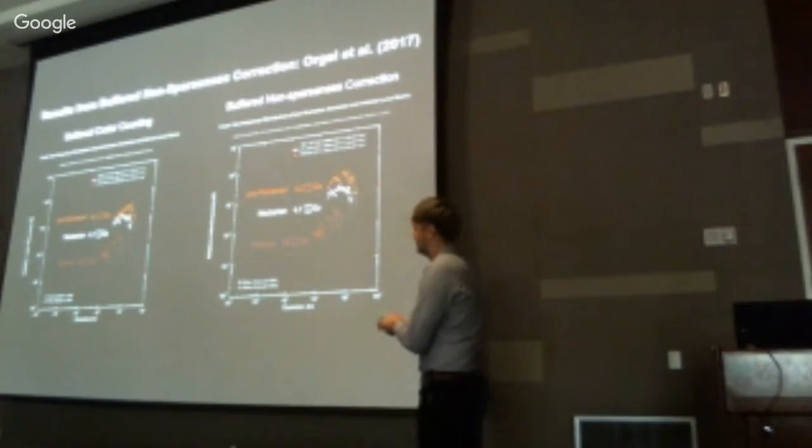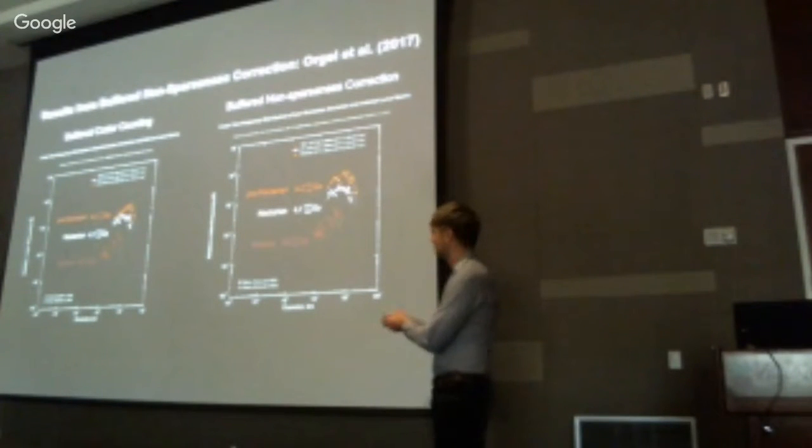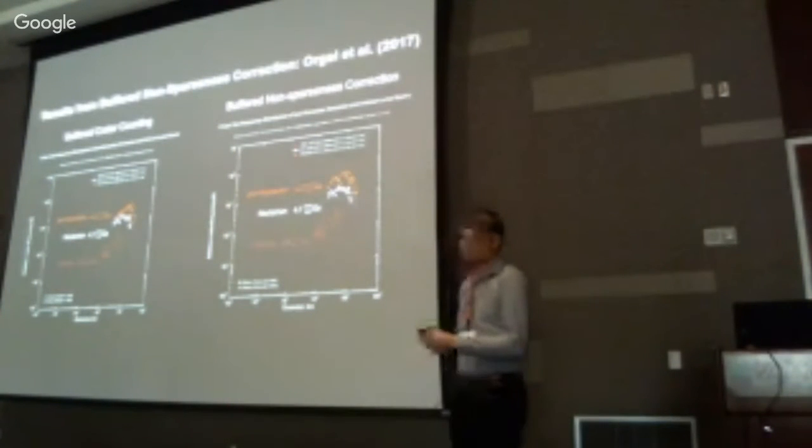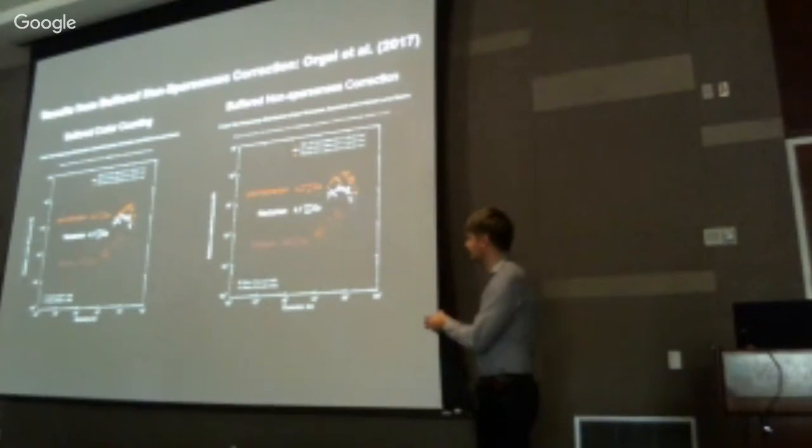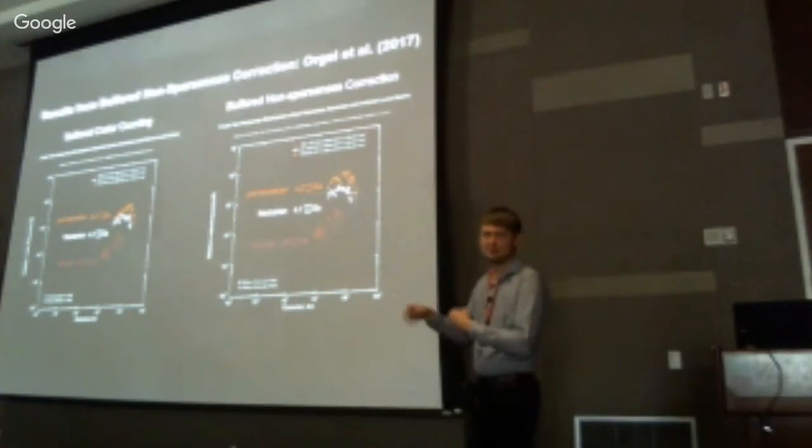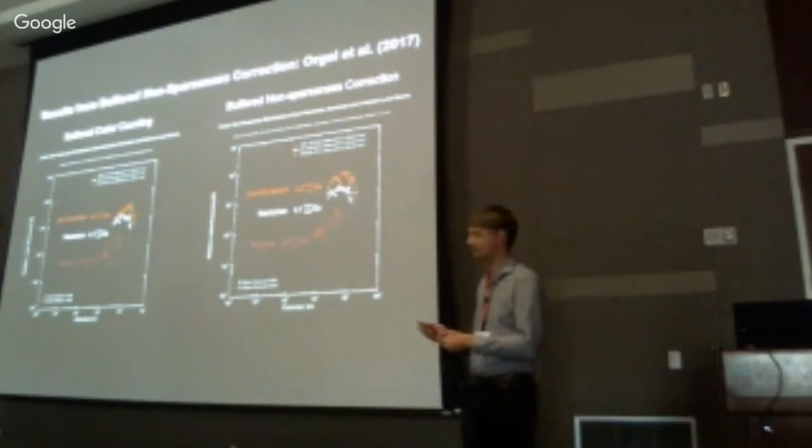And using buffered crater counting, we can see that there's a mismatch between the production function and the actual crater size frequency distribution. It is heavily debated in the science community whether this offset is due to different impactor populations that have hit the lunar surface during the Nectarian or pre-Nectarian period, or whether this effect is due to geologic effects. And we apply the buffer non-sparseness correction.